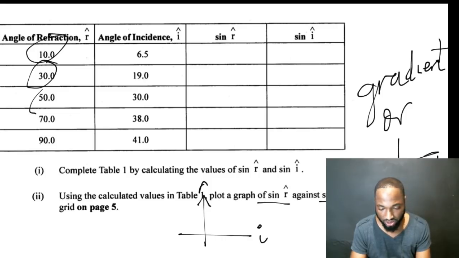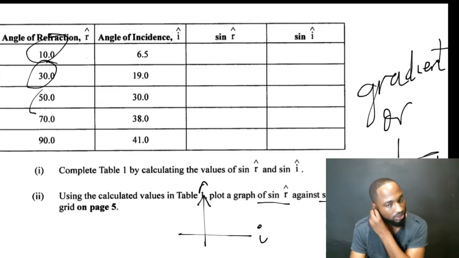And then they show you a fiber optic cable and you have to use the critical angle. Use the refractive index to find the critical angle, and you know how to do that. You're using the formula n is equal to 1 over sine C. So this was easy.